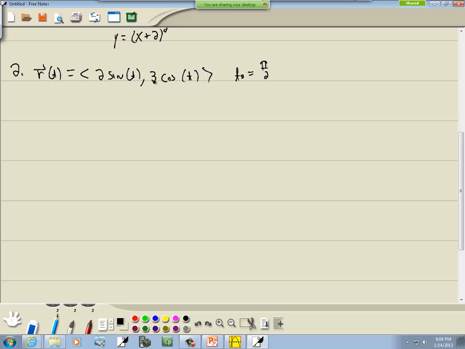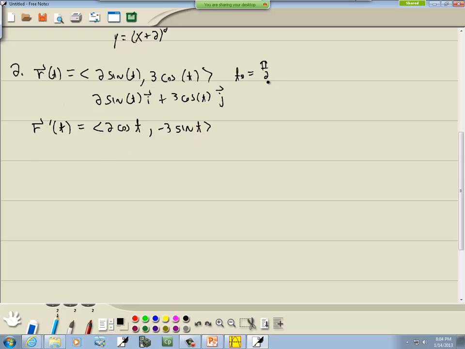Same instructions. So we need r of t, which we got, and we need r prime. Now this is another way of writing the vector valued function. So I could write this as 2 sine t i plus 3 cosine t j. So I'm going to leave it in this format just so you see it. So for our derivative, r prime, derivative of sine is cosine, so we have 2 cosine t. And derivative of cosine is negative sine, so this will be negative 3 sine t.